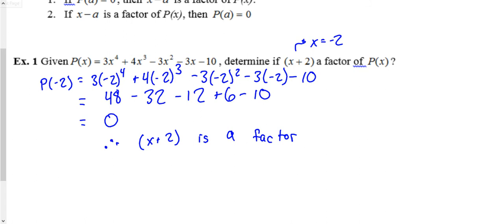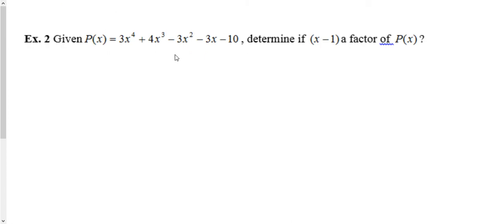In the next example, we're given another polynomial and we're asking if x minus 1 is a factor of this polynomial. Again, the very first thing I'm going to do is flip around this x minus 1 equals 0. x equals positive 1 now because we moved that negative 1 to the other side. So I'm going to plug p at 1 in, and I'm hoping I get 0 for an answer. So here we go. Let's see what we get.